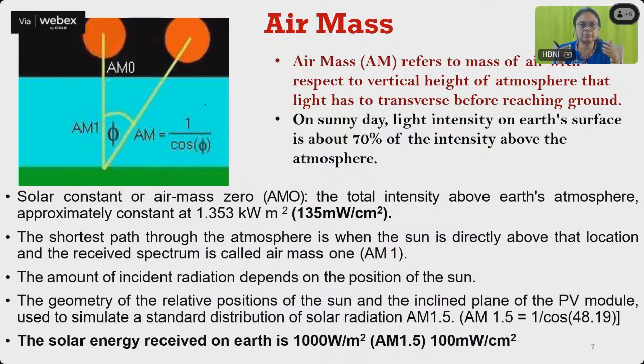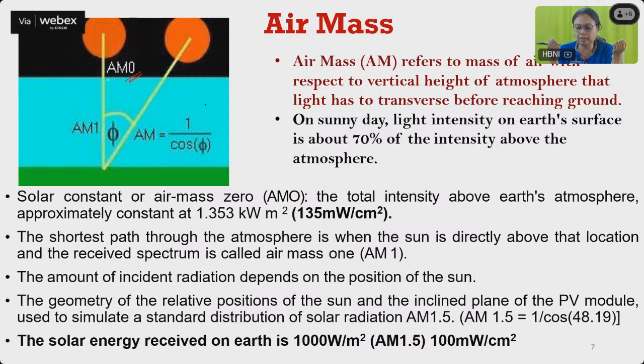So here is the concept of air mass. As I told you, air mass 0 is above our Earth's atmosphere. So air mass refers to the mass of air with respect to the vertical height of the atmosphere that light has to travel from the sun before reaching the ground. On a sunny day, light intensity on Earth's surface is about 70% of the intensity above the atmosphere. So the solar constant, that is the intensity above the Earth's atmosphere, that is air mass 0.